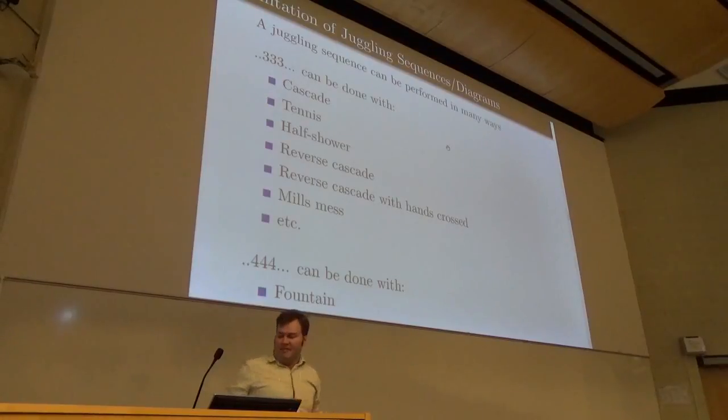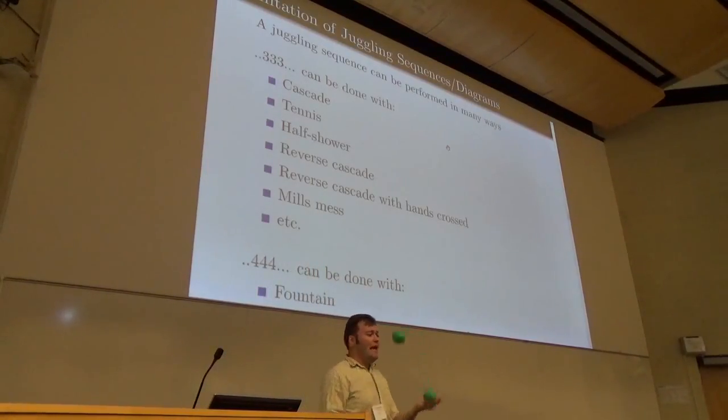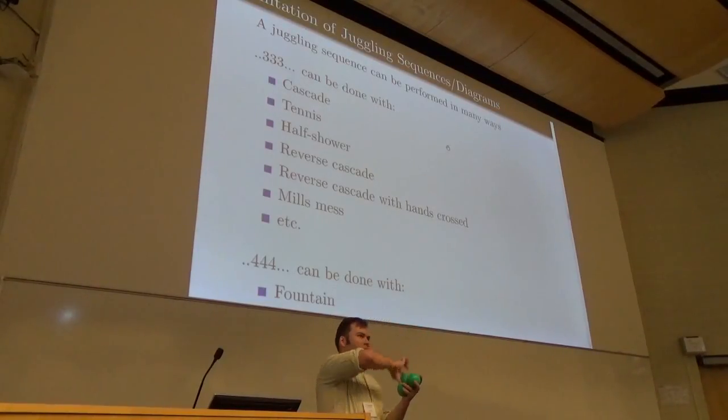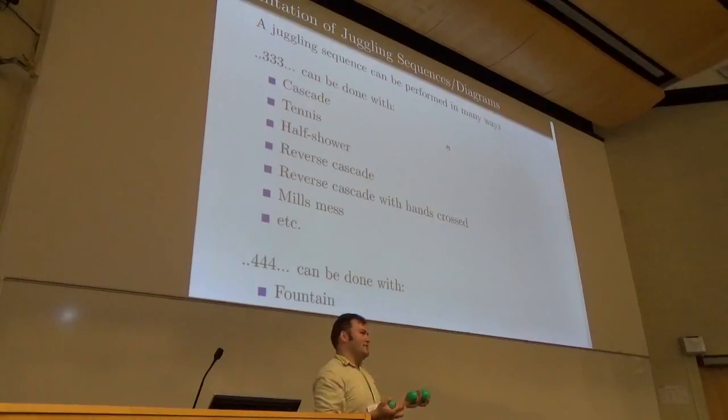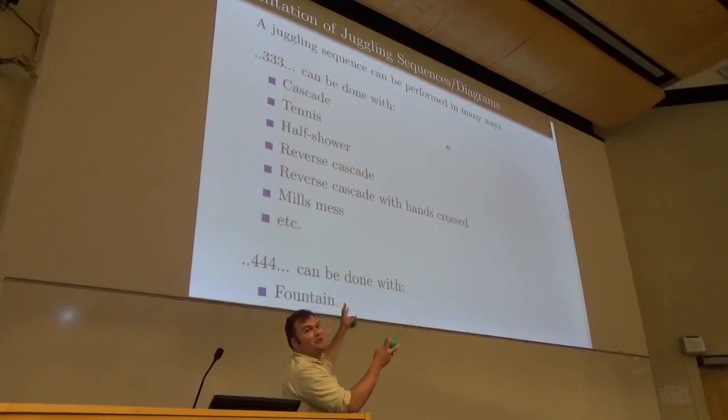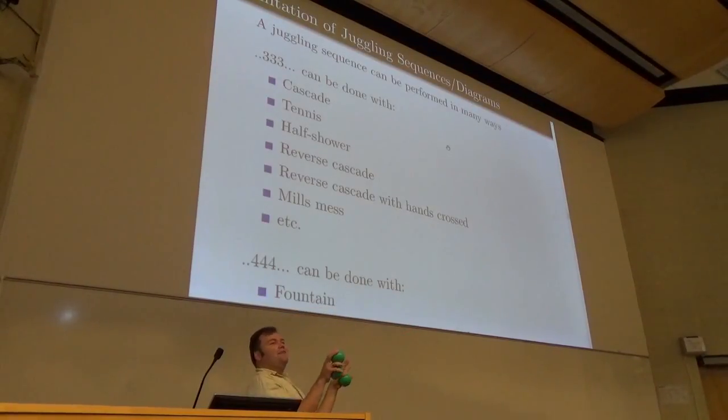So here's 3-3-3-3, okay? I can do this many different ways. If I throw one of the balls over, but at the same height, that's the same thing as 3-3-3-3-3. You see that there's this one ball that's just going over back and forth. This is called tennis, but this pattern is still 3-3-3-3-3. So right away, that shows you that this thing isn't perfect for encoding juggling patterns.